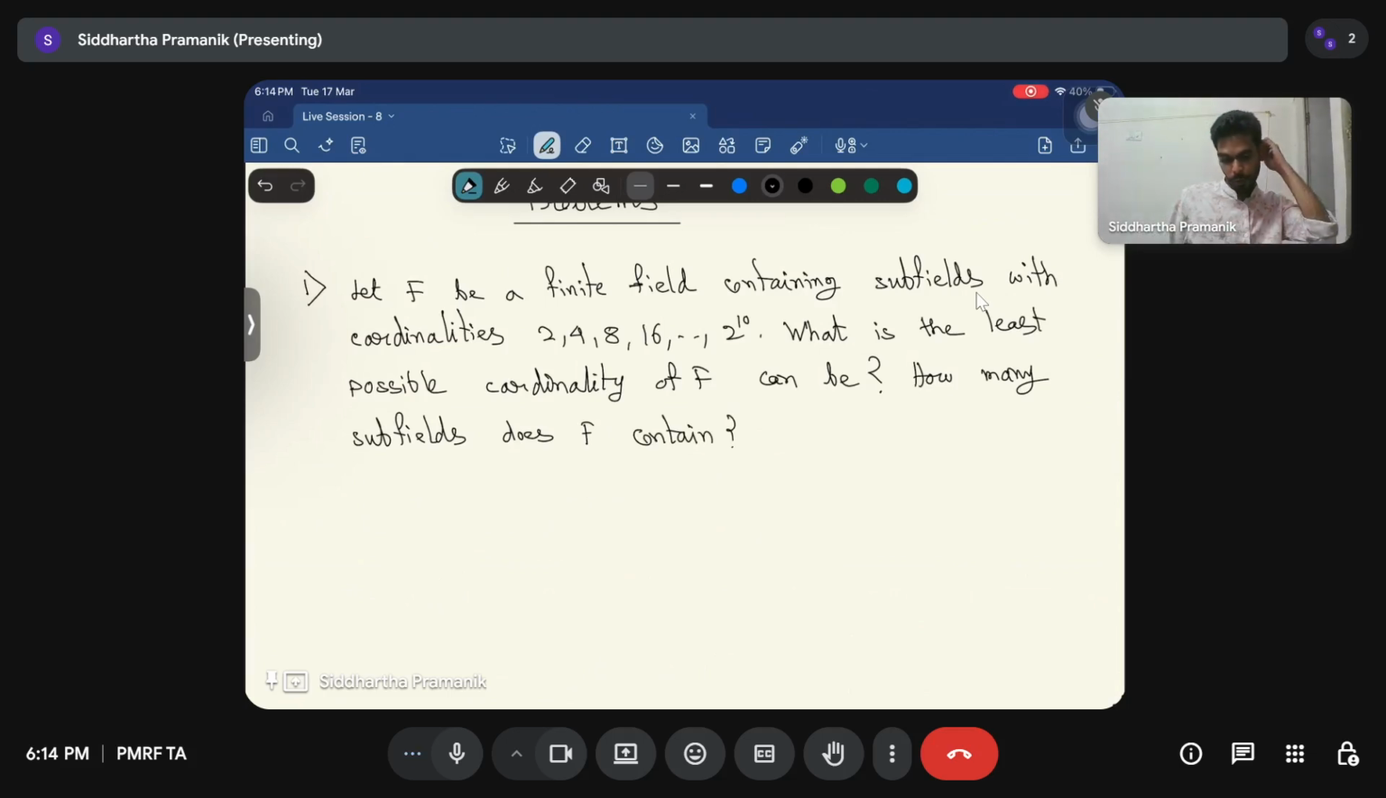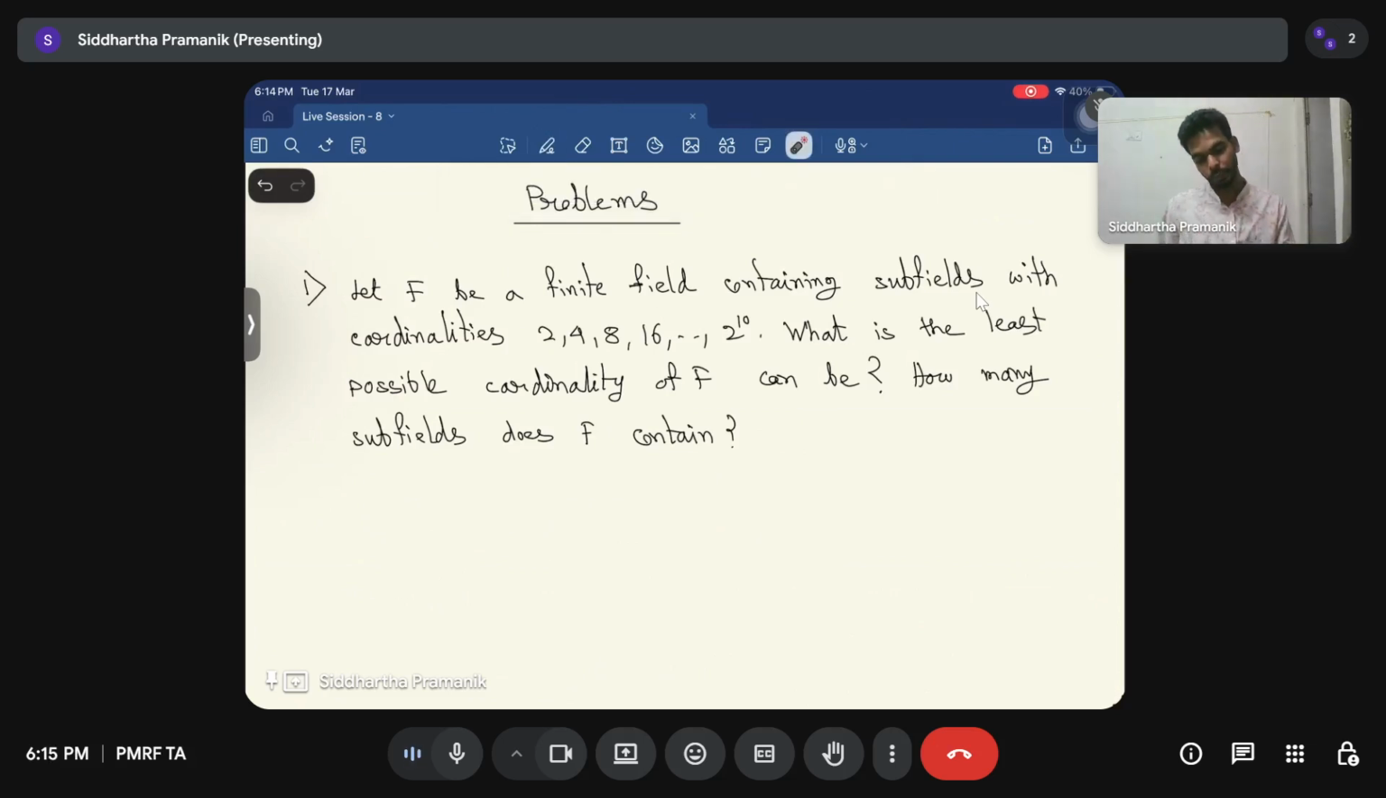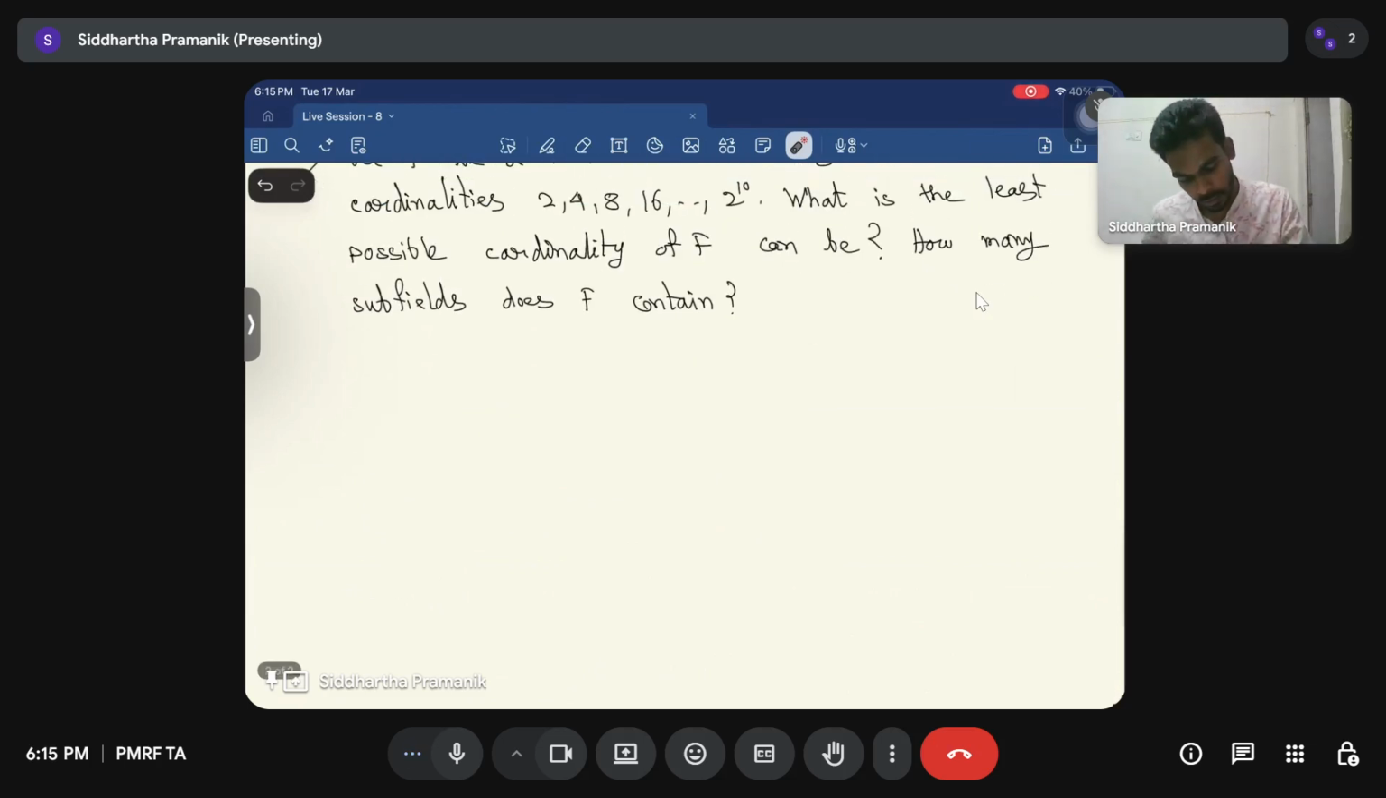So this problem has two parts. So basically, we have to use the structure theorem of finite fields and also the fundamental theorem of Galois theory. Okay, without using the fundamental theorem of Galois theory, this can be done just using the structure theorem. So let's see what it says.